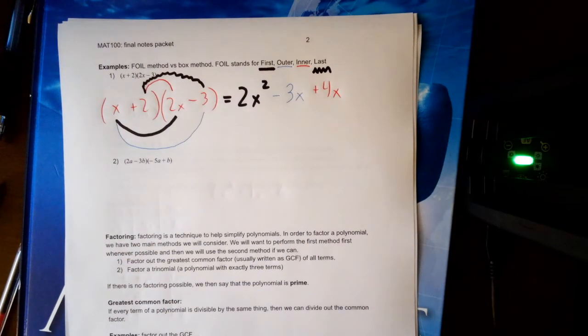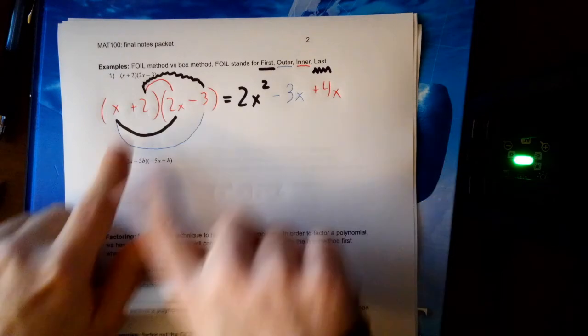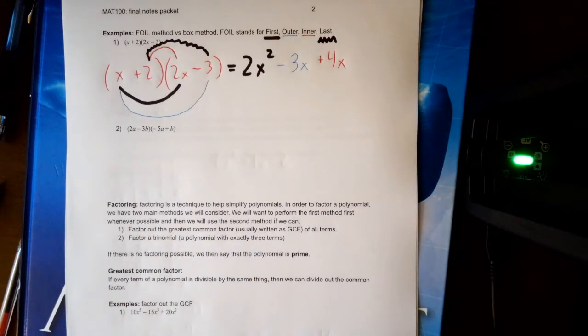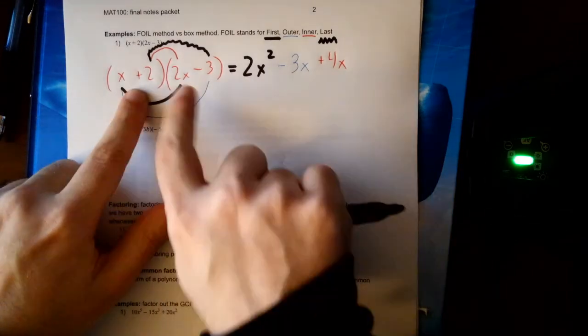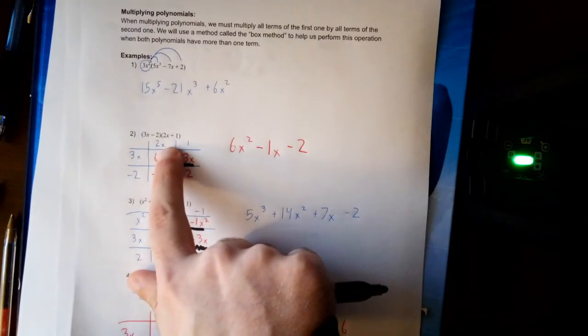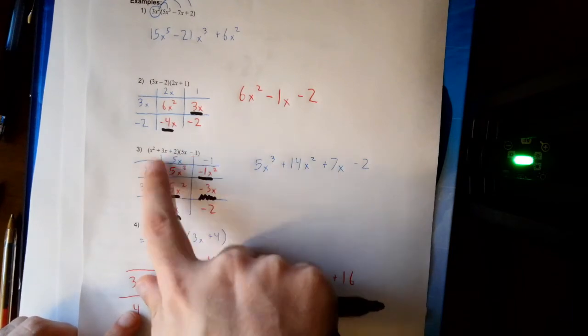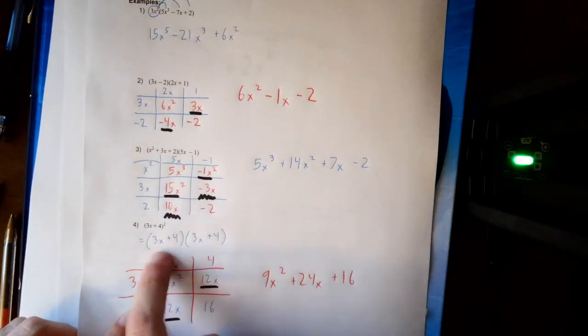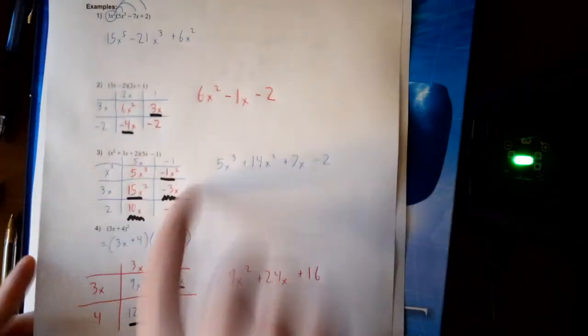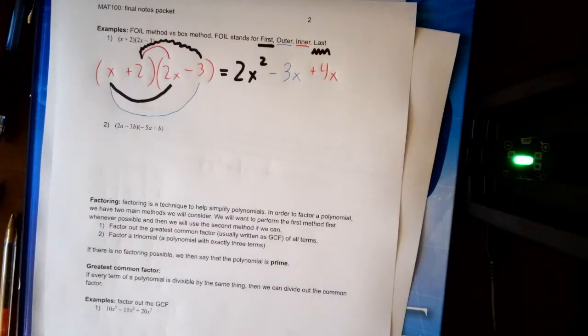I personally always use FOIL when I have the 2-term by 2-term, and I use the box method for all the other ones, right? You can only use FOIL when it's 2 terms times 2 terms. In our previous examples, you can FOIL this one, but you cannot FOIL this one. 3 terms times 2 terms, that's not 2 by 2. You could FOIL this one as well, right? So you can't always FOIL, but you can always use the box method. FOIL only works with 2 terms times 2 terms.